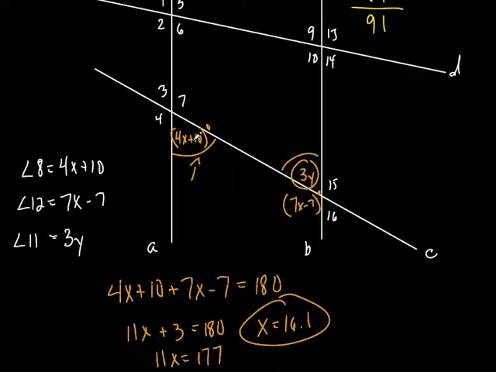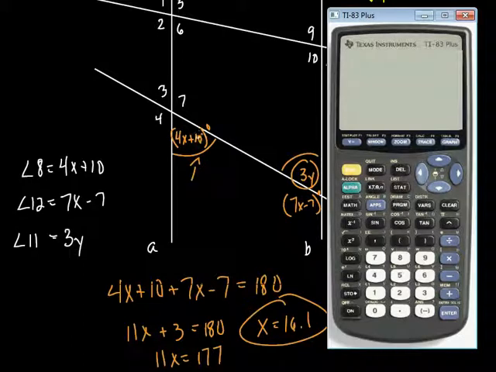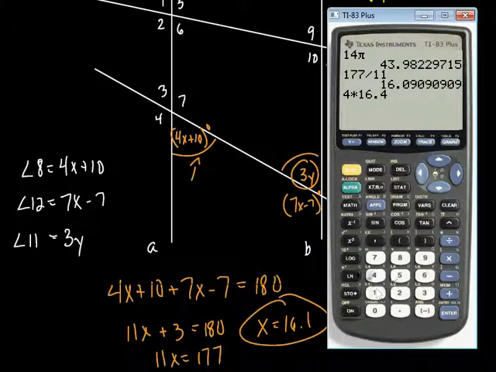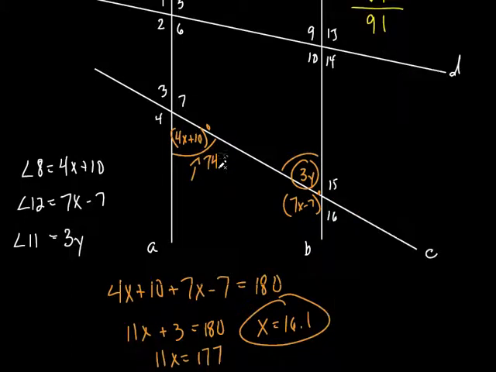The problem is I don't really know what that angle is, but I could figure it out, couldn't I? How could we figure out what that angle is? Plug it in. That's right. Take the 16.1, plug it in for this x right here, and figure out what this angle is. Well, a calculator would be helpful here. So it's 4 times 16.1, and then add 10, and it's 74.4. So this angle right here is 74.4.